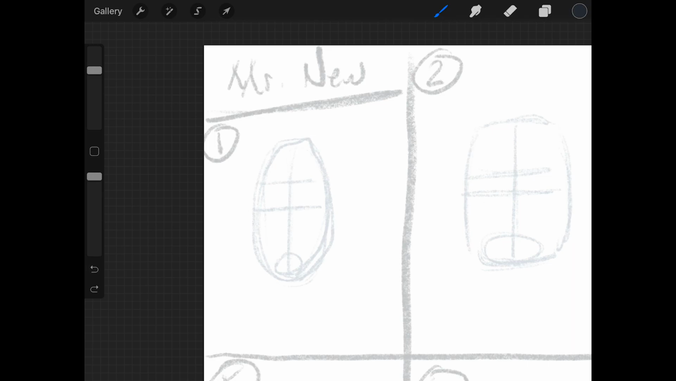So, eye line, let's draw two eyes. Nose line, let's draw the nose. Now the mouth should be somewhere in this area between the nose and the chin. The ears, the top of the ear is level with the eye line, and the bottom of the ear is level with the nose line.